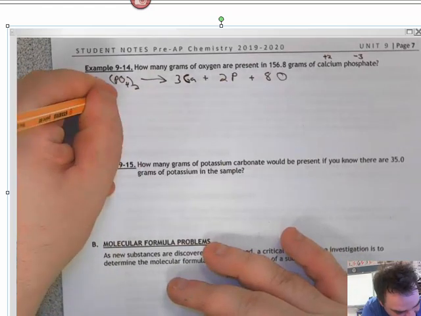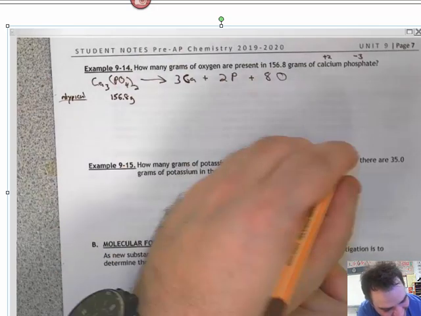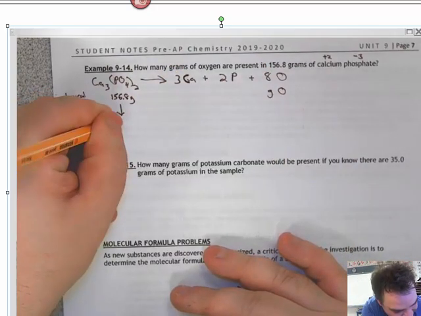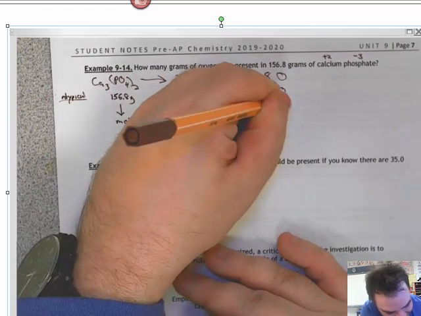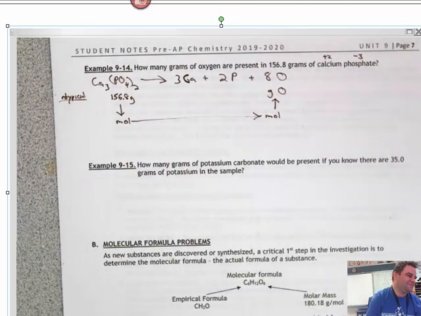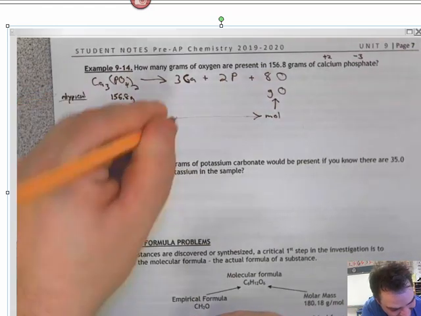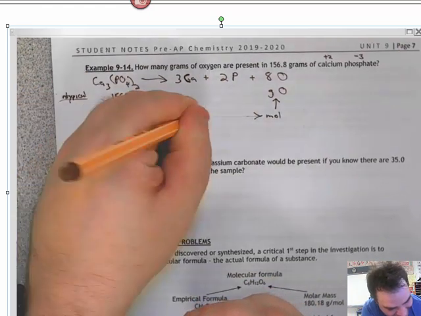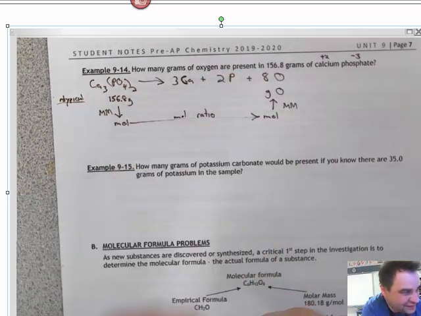So we're going to start off with 156.8 grams of calcium phosphate. We are going to find the grams of oxygen here. So you're going to go down the moles, over the moles, and up to grams. Okay. So we're going to do a molar mass here. Okay. We're going to do a mole ratio here. And we're going to do a molar mass here.